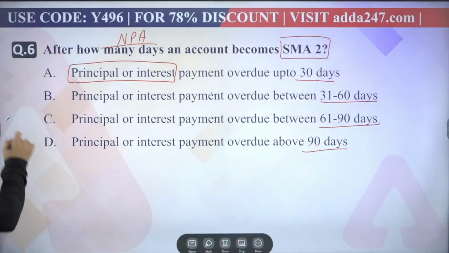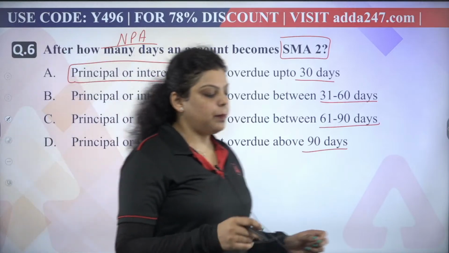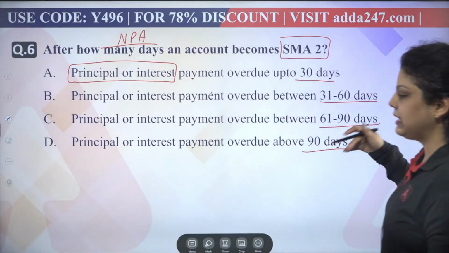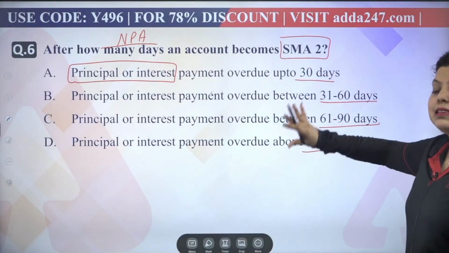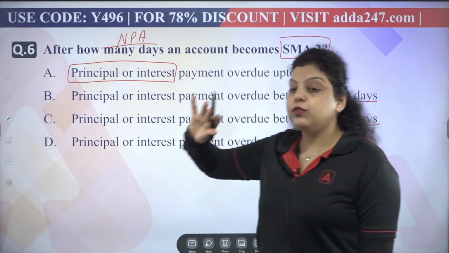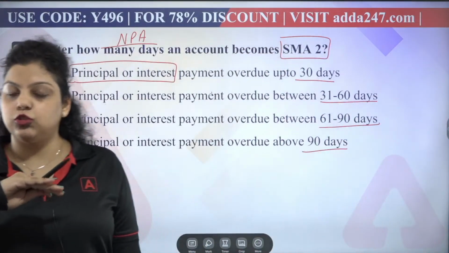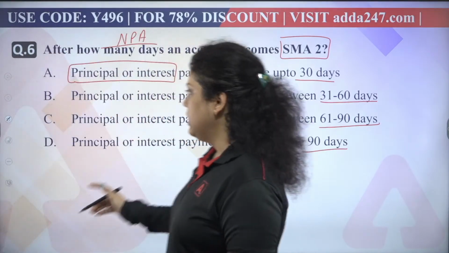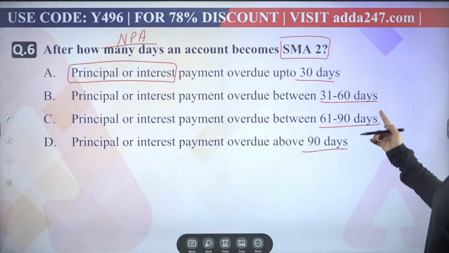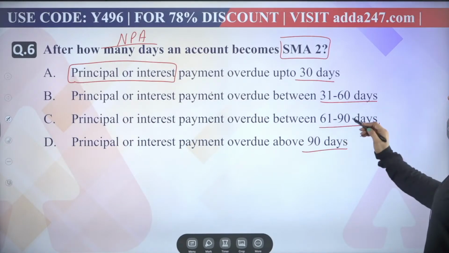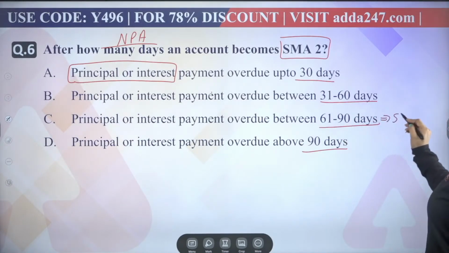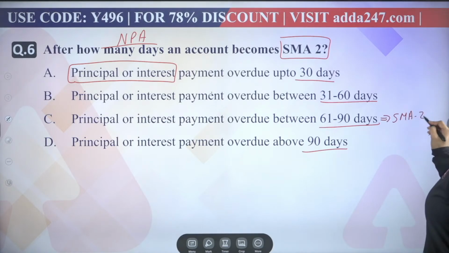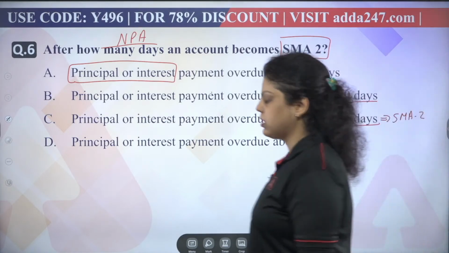Now let's come to the answer. If principal or interest is past due for up to 30 days, it will not create an NPA. But it is early identification that if the customer has not paid the installment in 30 days, chances are he or she can default with the bank. Now 31 to 60, 61 to 90 days will be your special mention account 2.